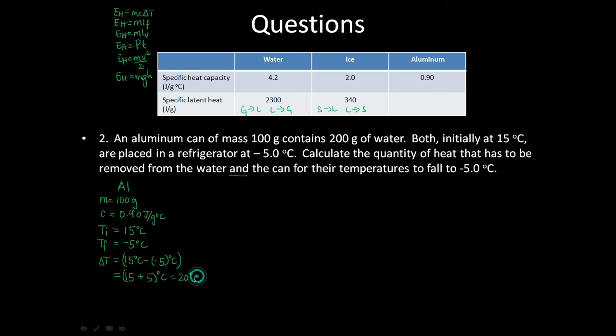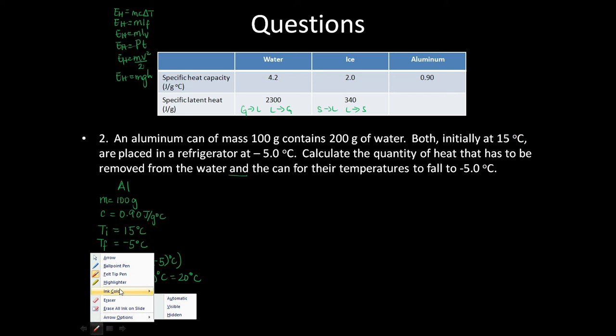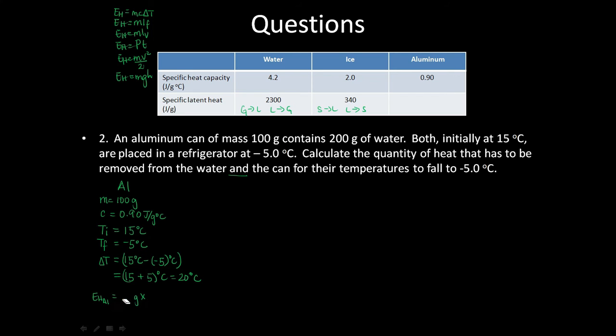So if we work out the heat removed from the can, the aluminum, we would see that we have 100 grams of aluminum times, we're using MCAT, by the way. So let's go back to that. Since we have MC and delta T, we could use MCAT, right? So we're going to use the MCAT because there's a temperature change, right?